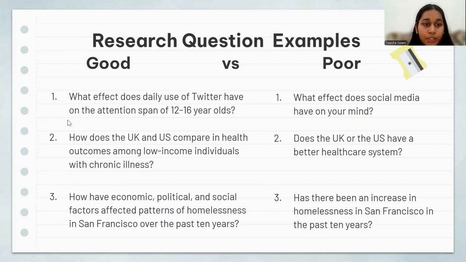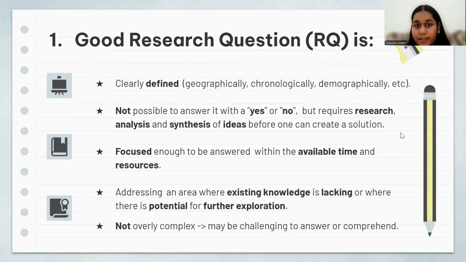The question on your left says, what effect does daily use of Twitter, your social media platform, Twitter, have on the attention span of 12 to 16-year-olds. This research question here has pretty much answered everything. It checks the aspects of a good research question. Which brings me to this slide, where we can see the aspects of a good research question, right?